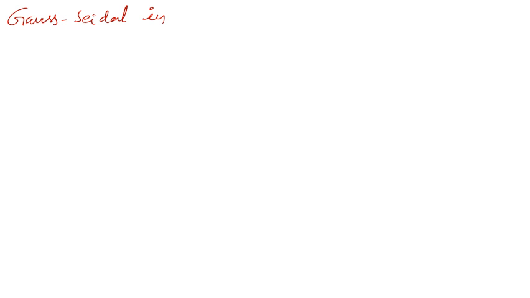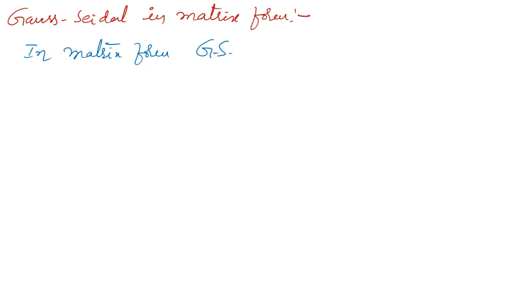Gauss-Seidel in matrix form. Okay, what is that? Gauss-Seidel method in matrix form. Right. Okay. In matrix form. GS stands for Gauss-Seidel method.